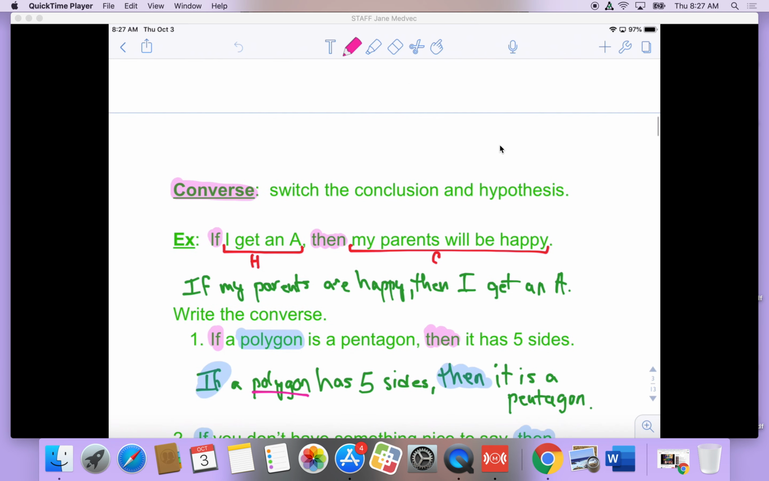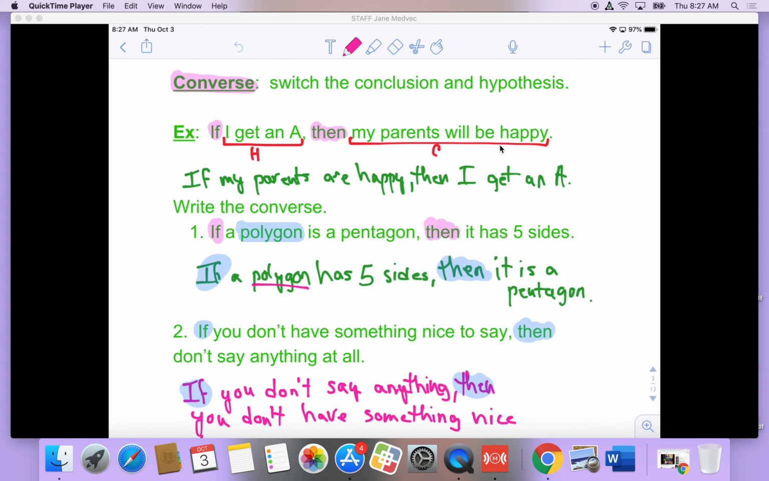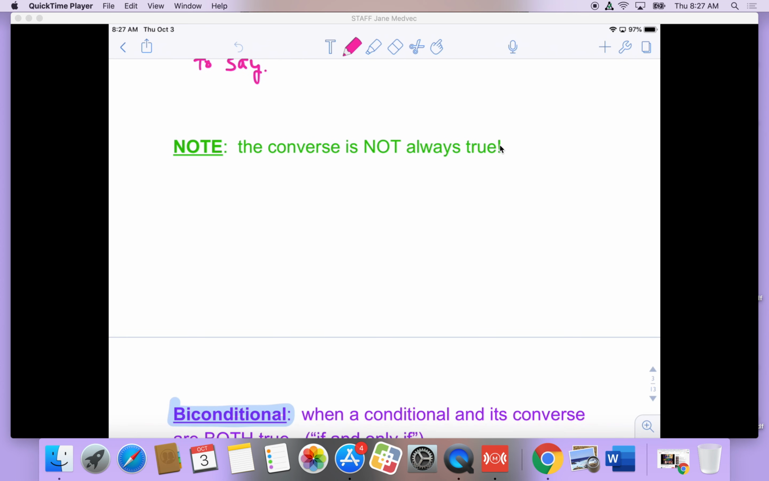Once we got going on that, we went ahead and we talked about the converse. Remember, the converse was the switch of the hypothesis and the conclusion. So we still have the if, we still have the then, but we're flip-flopping those. And we talked about how the converse is not always true.